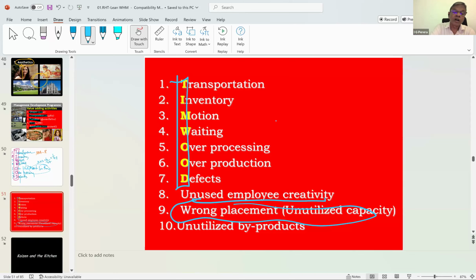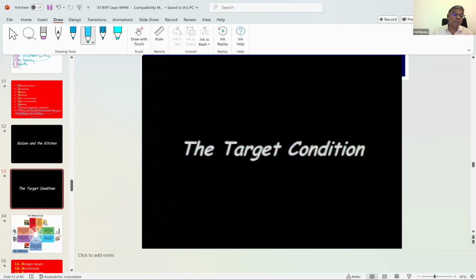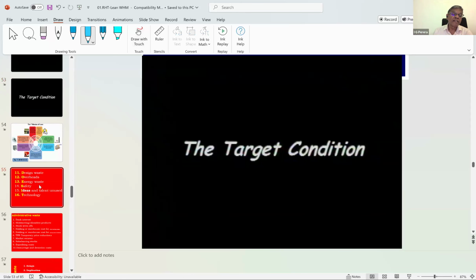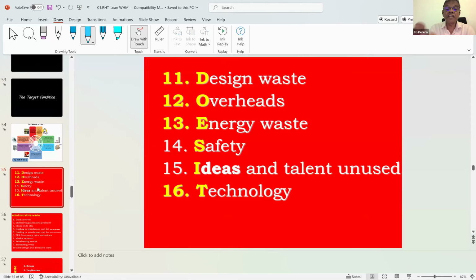And also unutilized byproducts. All these are waste. And you have some more waste. There are design waste.